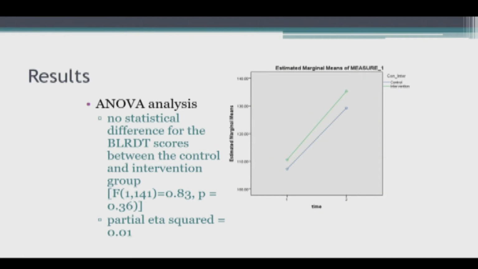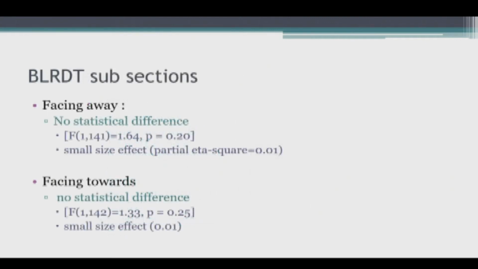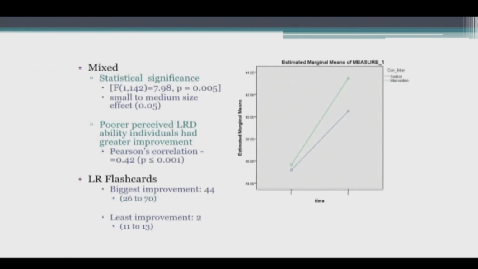So then we went down into each of the subsections of the Bergen left-right. The facing away, which is the easiest section, the facing towards, which is the moderate difficulty section. Again, although the intervention groups were improving at a faster rate, it wasn't statistically significant. We went into the mixed group, which is the most difficult. The intervention group at this time was improving at a faster rate again, and it was statistically significant with a small to medium size effect.